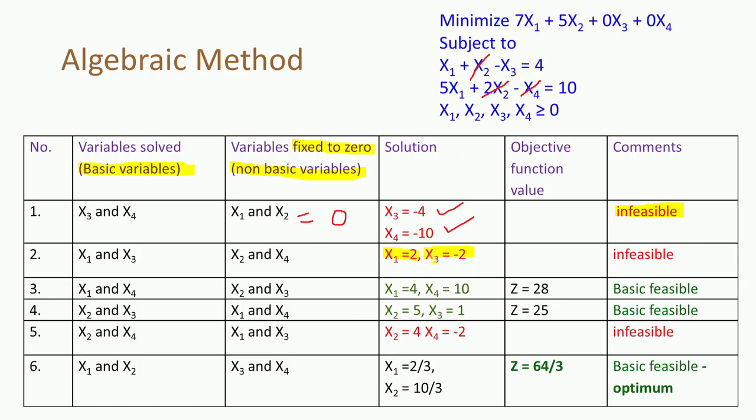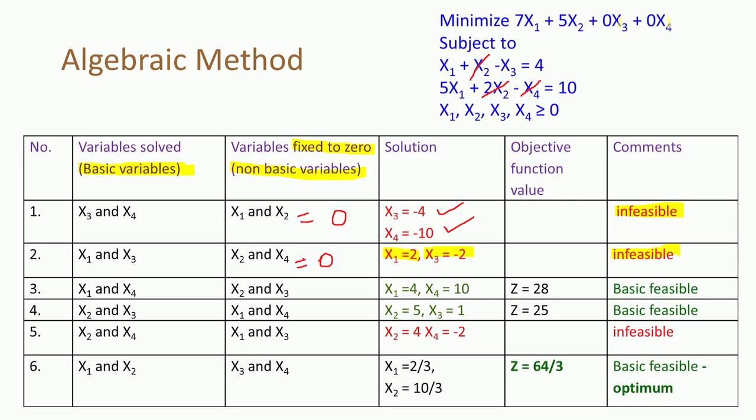So, we have a solution x1 equal to 2, x2 equal to 0, x3 is equal to minus 2, and x4 is equal to 0. Now, because x3 is equal to minus 2, it violates the non-negativity restriction, and therefore this solution also becomes infeasible.